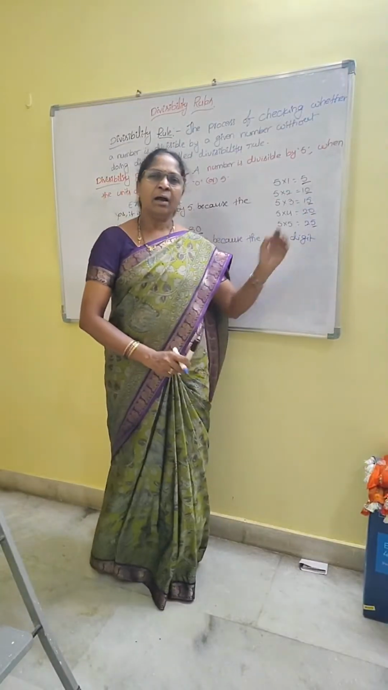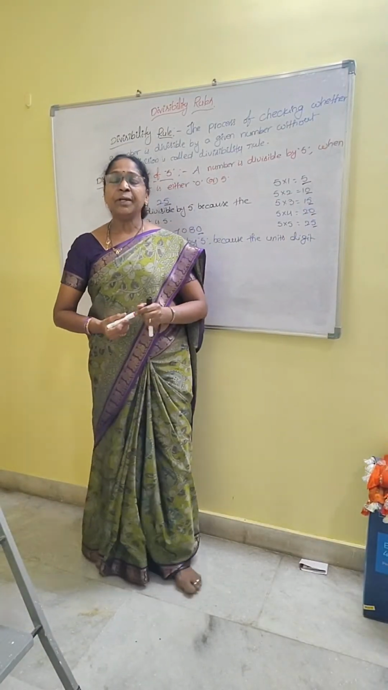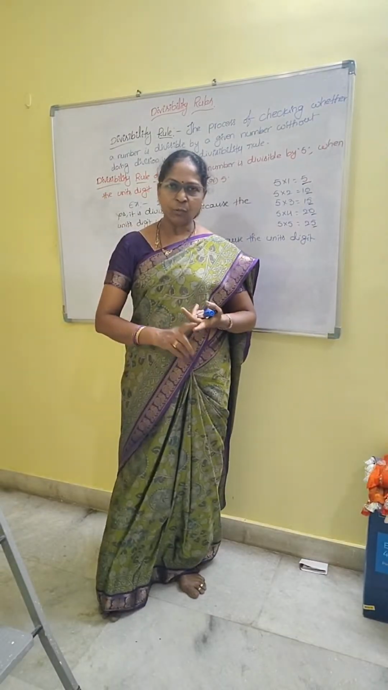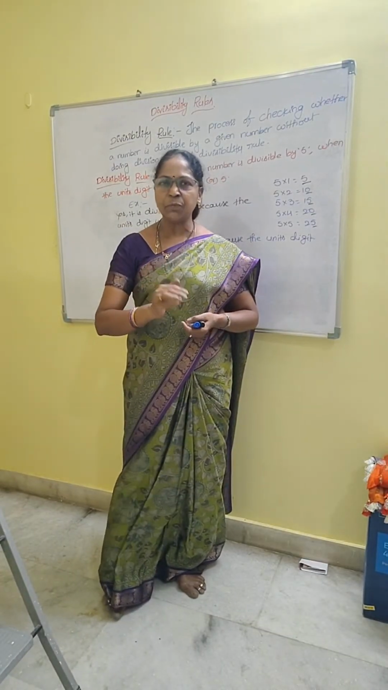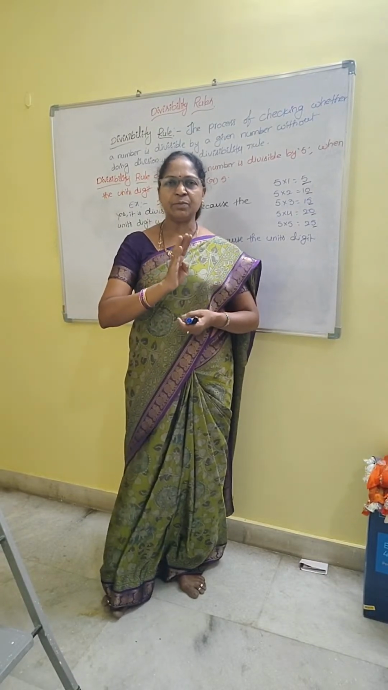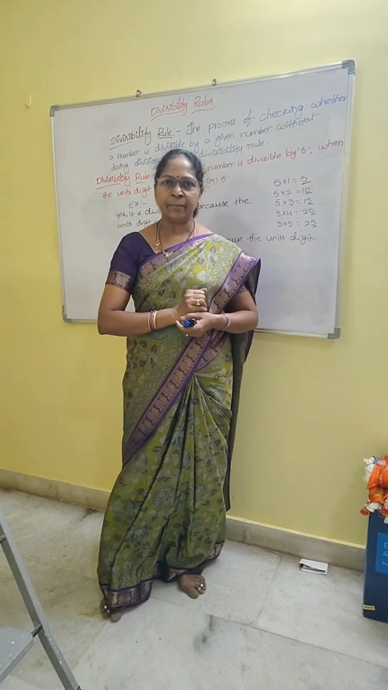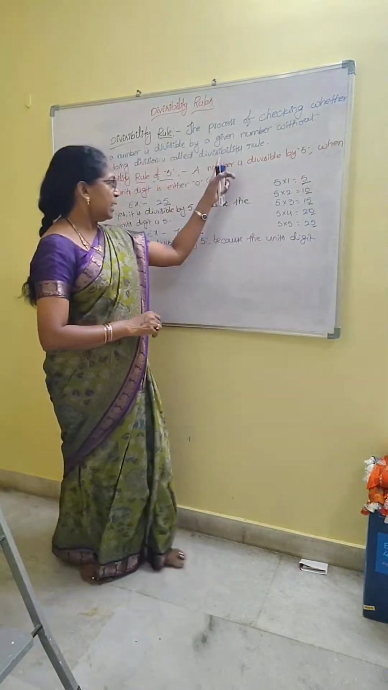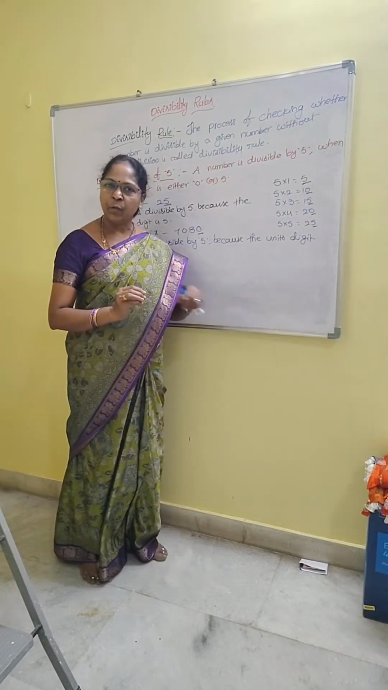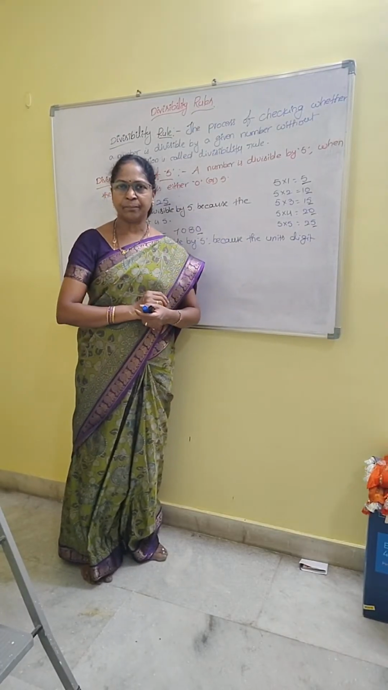Now see here, we have learned the divisibility rule of 2, the divisibility rule of 3, the divisibility rule of 6 as well as the divisibility rule of 5. Four divisibility rules we have already learned. Next we are going to learn the divisibility rule of 10. Is this clear? Any more doubts out of these 4?